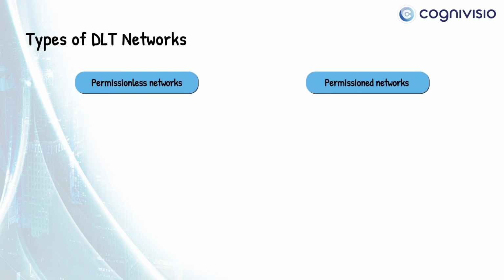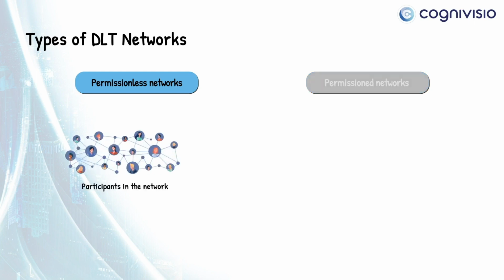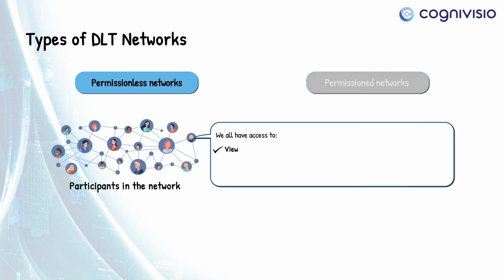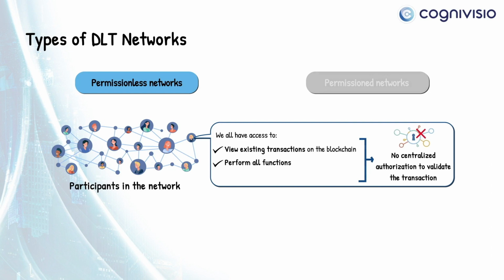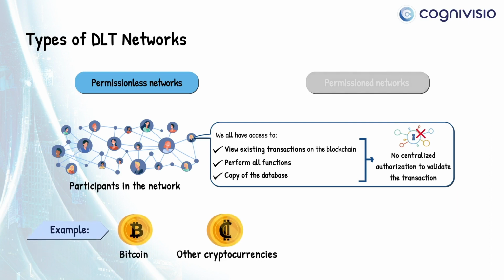There are two types of DLT networks: permissionless networks and permissioned networks. The DLTs we described earlier are permissionless. They give access to all participants in the network to view existing transactions on the blockchain and perform all the functions. So, there is no need for a centralized authorization to validate a transaction. Every network participant has a copy of the database. Bitcoin and other cryptocurrencies are examples of permissionless networks.